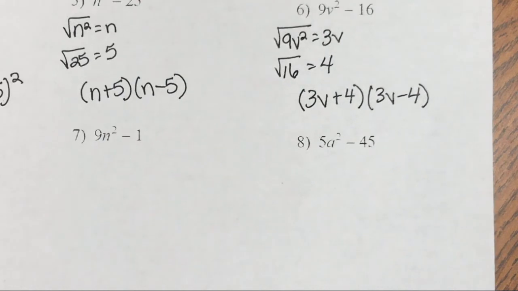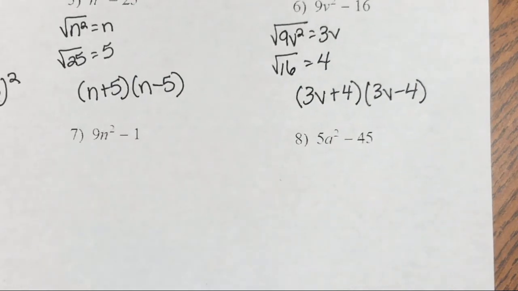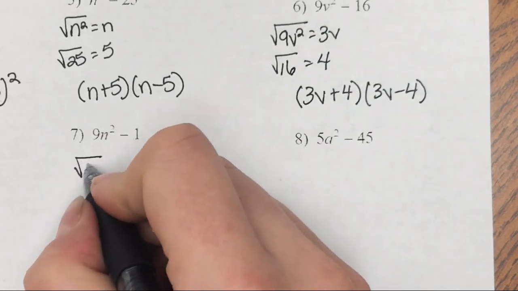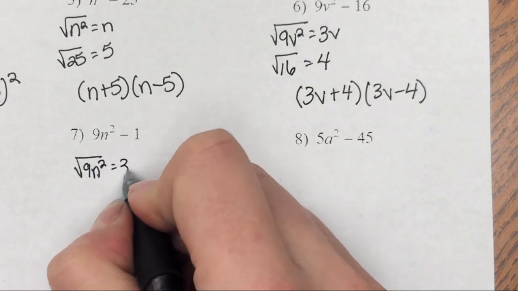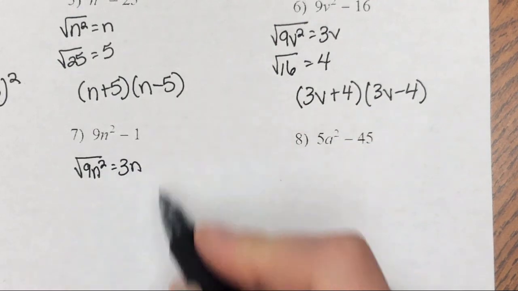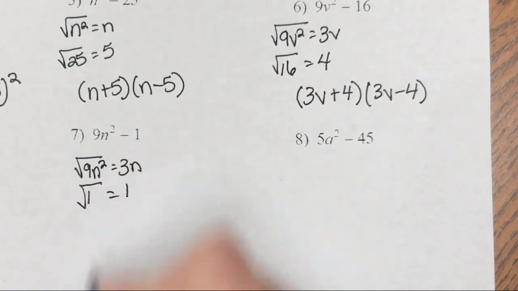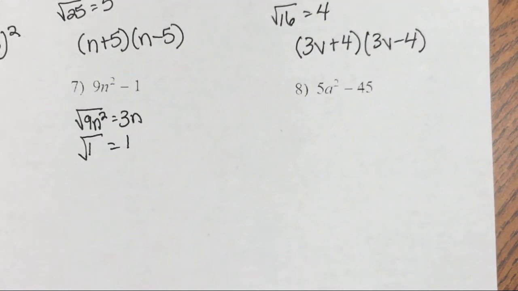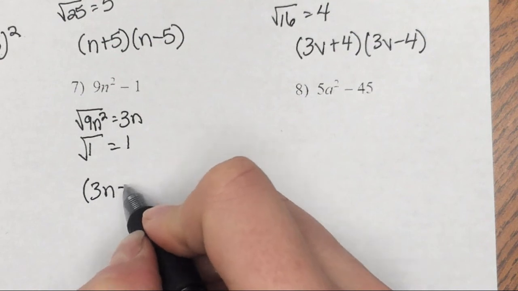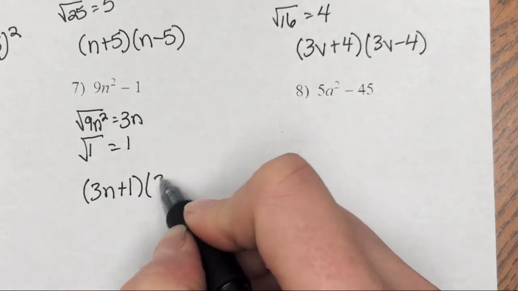Number 7, my first term is 9n squared. So if I take the square root of that, I'm going to end up with 3n. My second term is a 1. So I'm going to take the square root of 1 and I get 1. So that means my two factors are going to be 3n plus 1 times 3n minus 1.